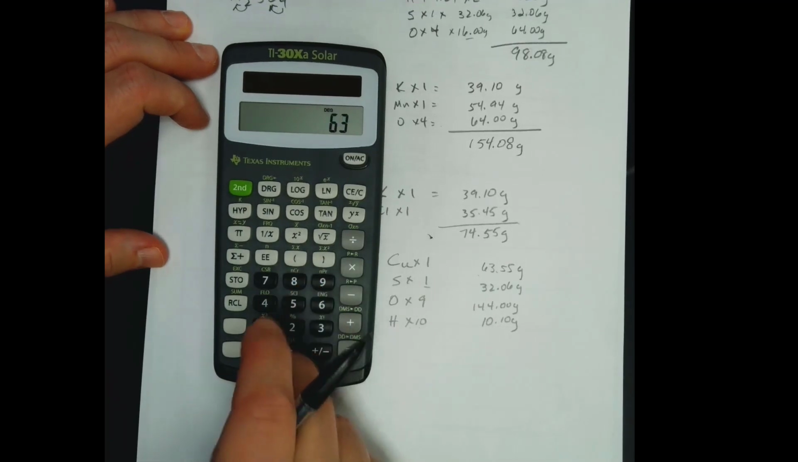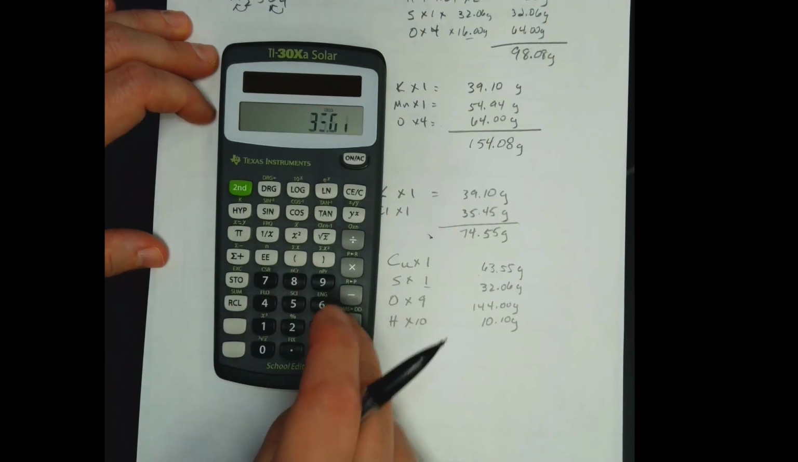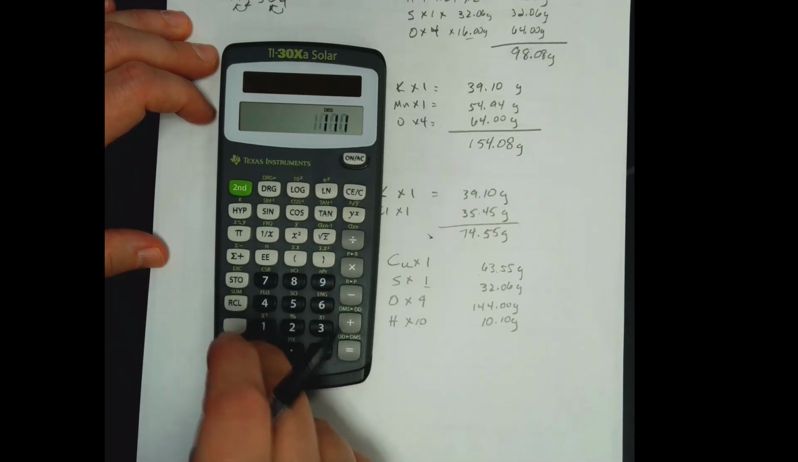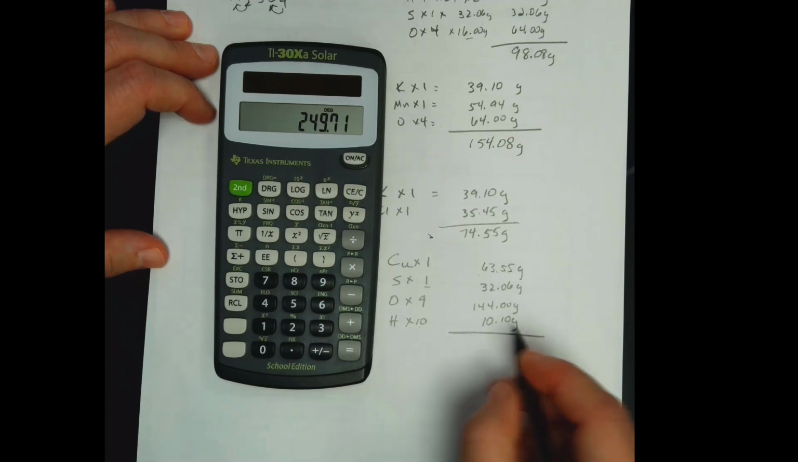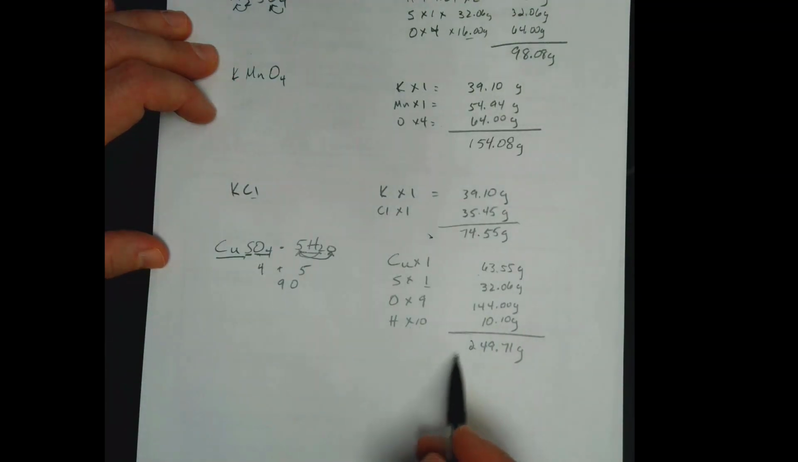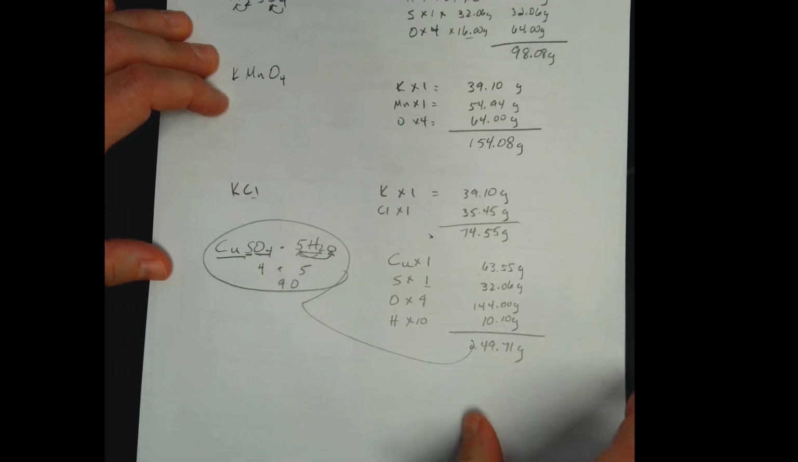So let's add all these up and see what we get. So we've got 63.55 for the copper, 32.06 for the sulfur, 144 for the oxygen, and 10.10, which gives me a total of 249.71 grams. So this is the entire mass of this whole thing right here. And that's exactly what we're going to fill in.